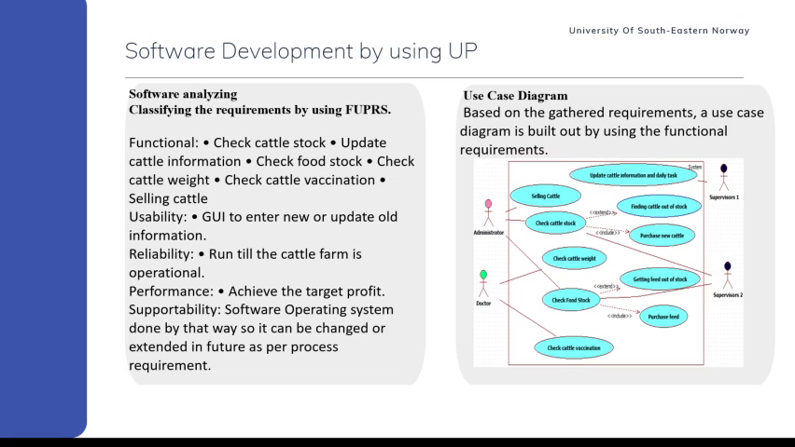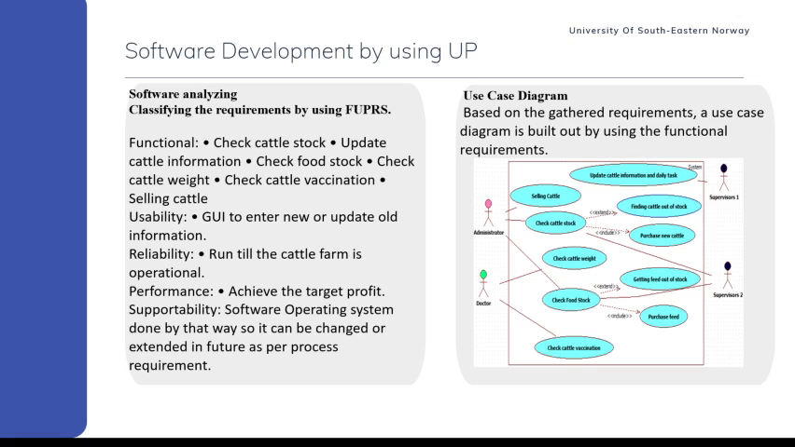First of all, this is the elaboration phase. In this phase, I have classified the requirements by using FURPS, which is function, usability, reliability, performance, and supportability. In functional requirements I have checking cattle stock, updating the cattle information, checking food stock, checking cattle weight, checking the cattle vaccination, and selling cattle information. And I have created a use case diagram based on the gathered requirements.